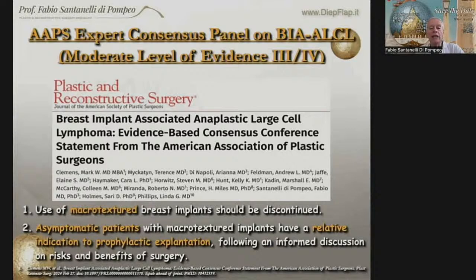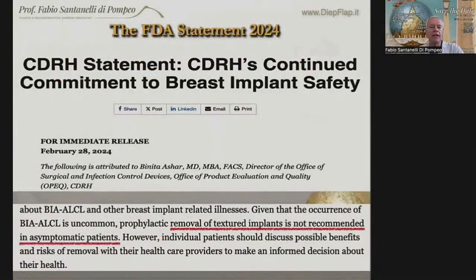But when, after an informed discussion between patient and surgeon about the risk of having BIA-ALCL and the risk of having complications because of this prophylactic surgery. That was a very important statement by a very important scientific society. To this statement, immediately the day after, the FDA reacted with a statement.